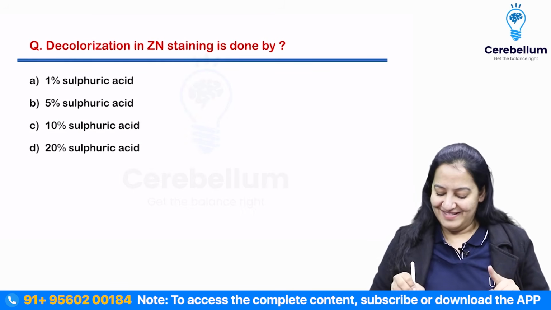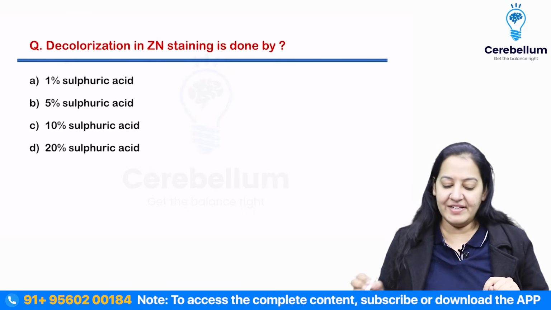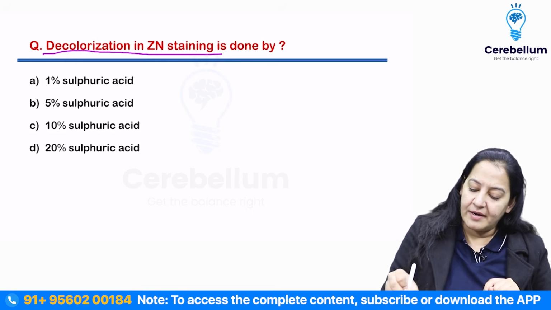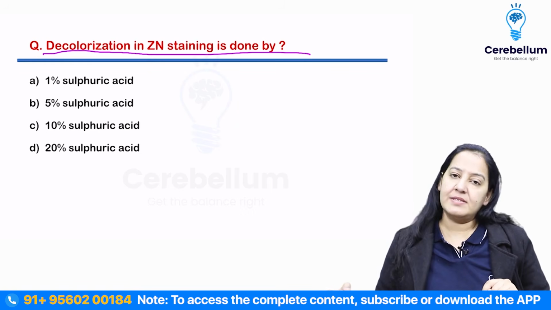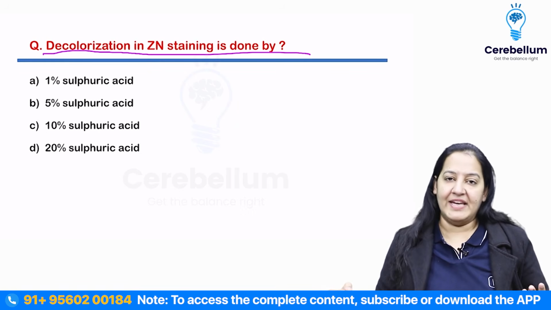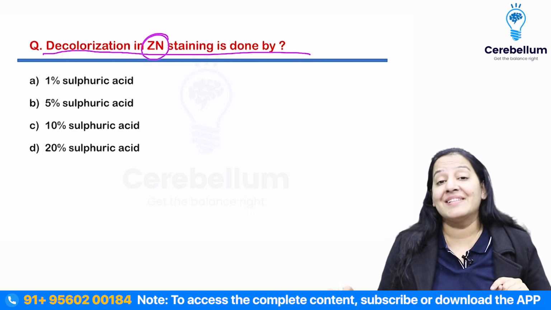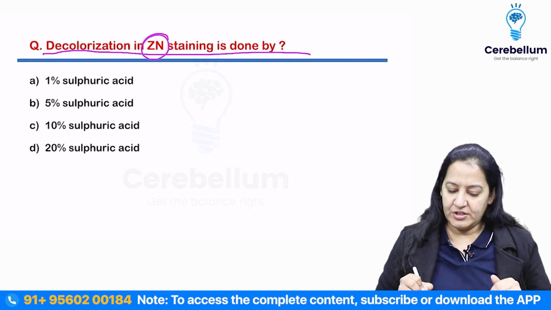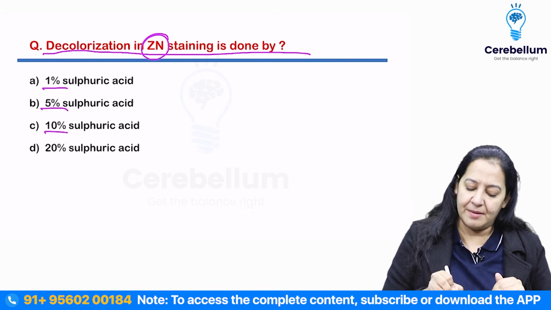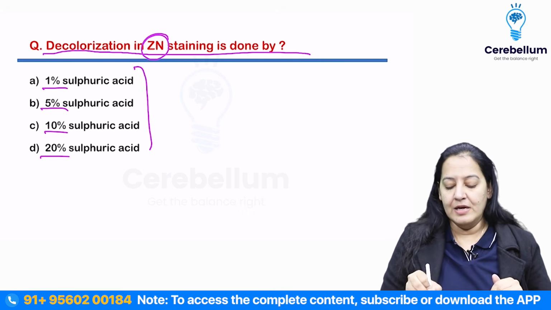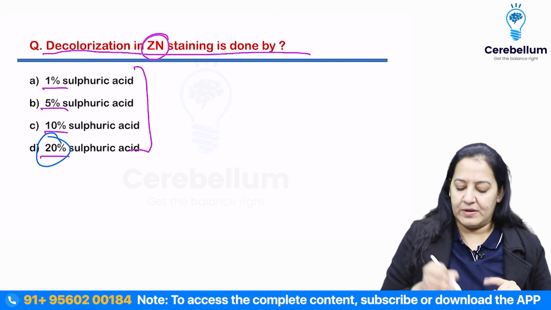Coming to the next question in front of you. Can you read it? Decolorization in Zeden stain. What is the standard decolorization? They are not giving any name, so I will go with standard. Zeden stain is Ziehl-Neelsen stain, that is the acid fast stain. The four options are in front of you. Is it 1%, 5%, 10% or 20% sulfuric acid? If nothing is asked, I will go with 20%.